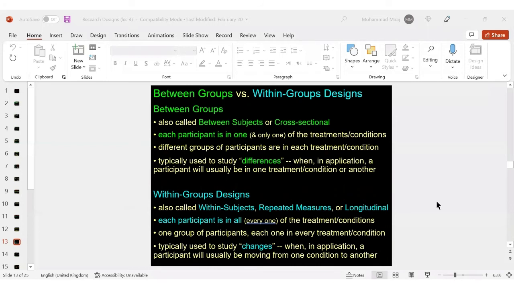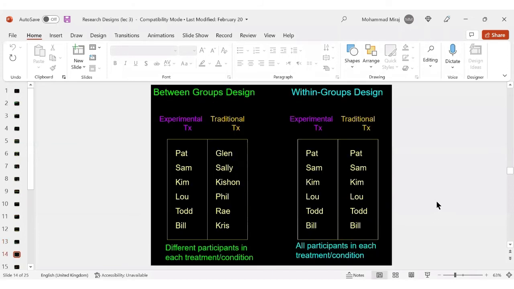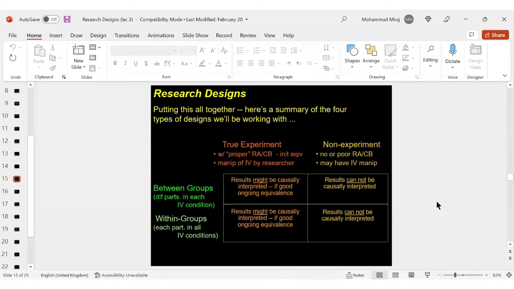So this is the other aspect. So this is between group. So you have already known this thing. Then you see this table. Now putting all this, here's the summary. Like you see, between group and within group, true experiment and non-experiment.